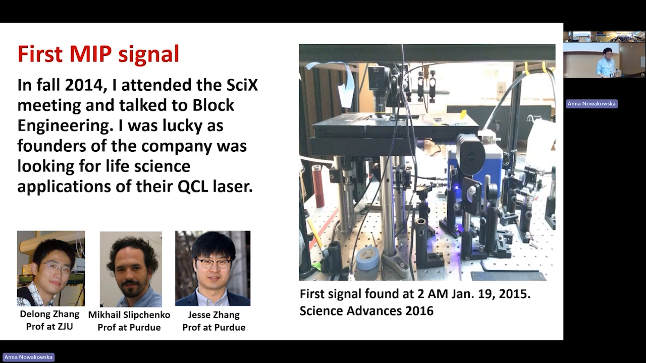I was also very lucky to have a very strong team like Delon, Mikhail, and Jesse. They now have their own group for the initial measurement. So at 2 a.m. in January 2015, Delon got a signal, and after another 2 years of effort, we have this paper in Science Advances.